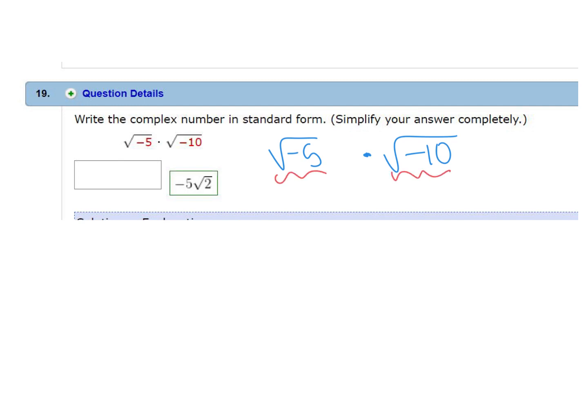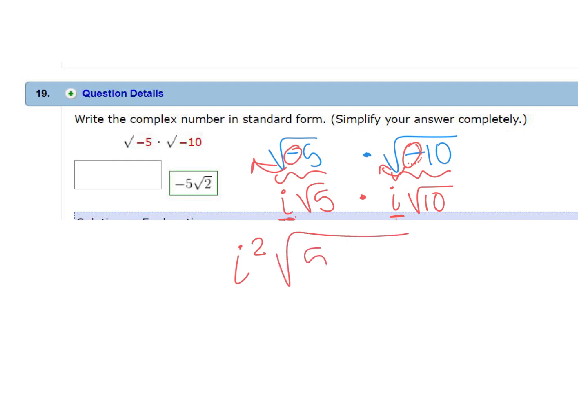So I'm going to rewrite this as i square root of 5, and I'll rewrite this as i square root of 10. All I'm doing is taking the negative out by writing an i. Then I'll multiply i times i, which is i squared, so outside times outside, and then 5 times 10, which is 50. Now, I know i squared becomes negative 1, and then I'm going to simplify 50.